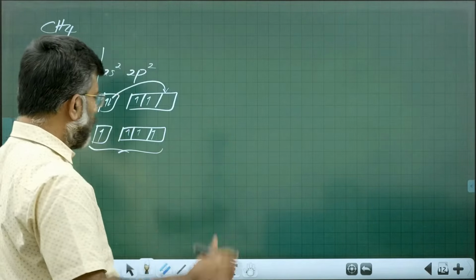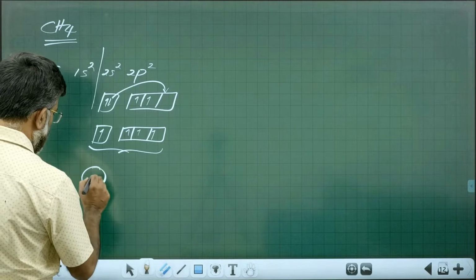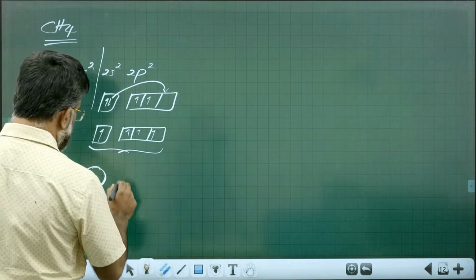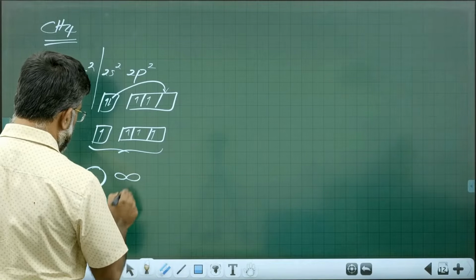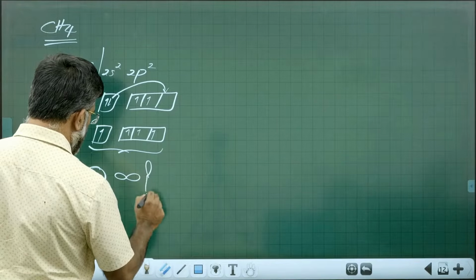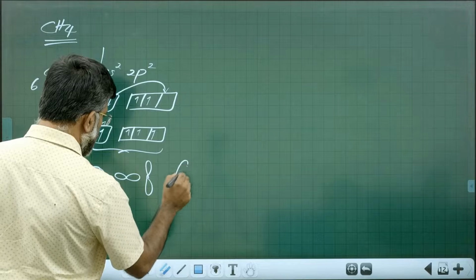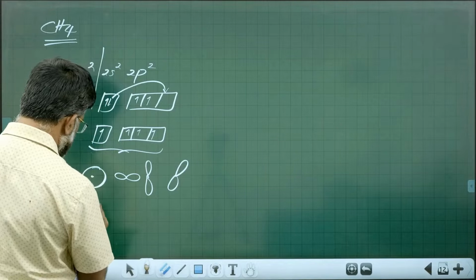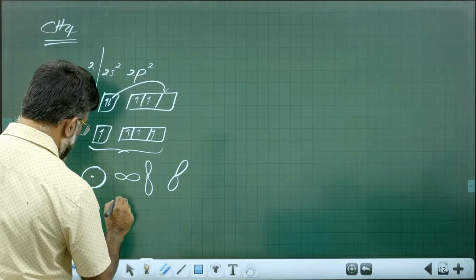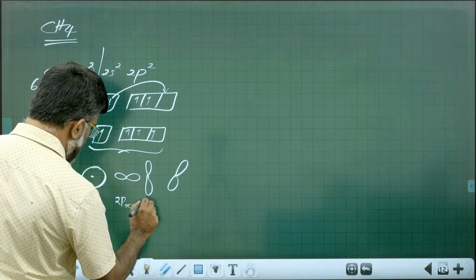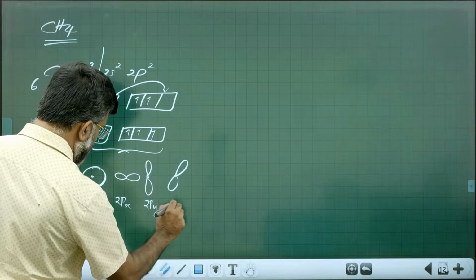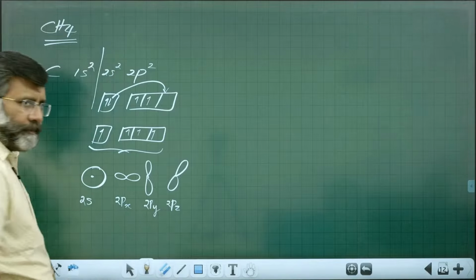Now what are the 4 orbitals? This is the s orbital, spherically symmetrical. This is the px orbital like this, the other one is the py orbital like this, and the third one is the pz orbital. This is the 2s orbital. This is the 2px orbital, 2py orbital, 2pz orbital.